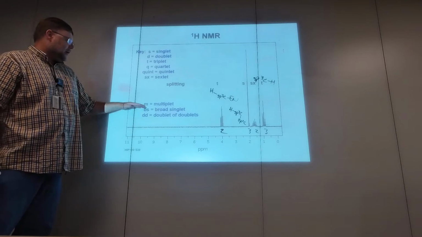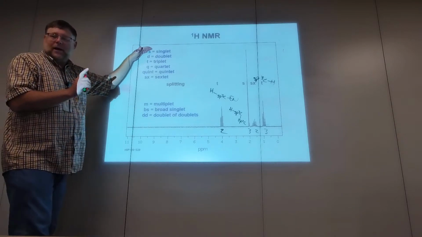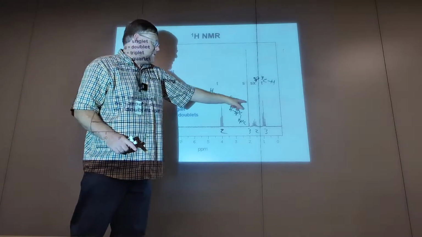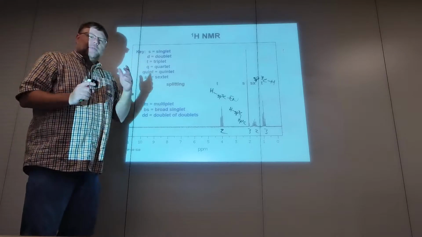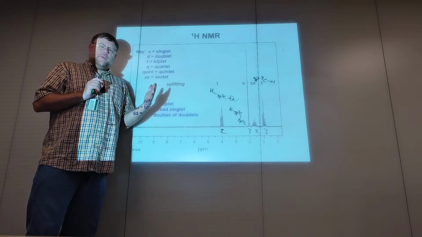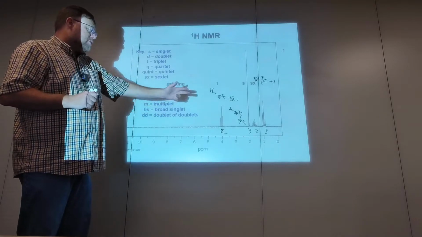We've got splitting in here. A peak could be a singlet. A singlet's just one line. That means there's no neighbors. There's a singlet here. A doublet is going to be 2 peaks. It's going to have 1 neighbor. Again, for the reason why, see the last video. So there's no doublets here.